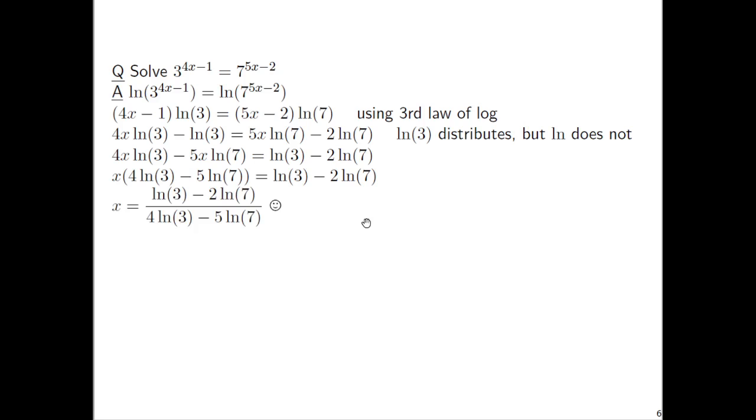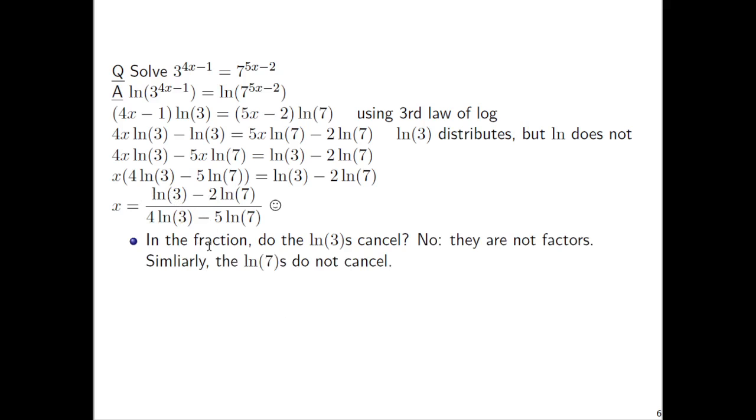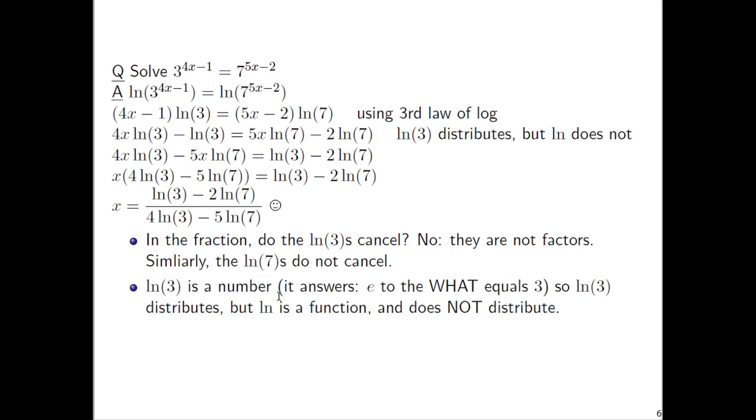So x equals the fraction ln of 3 minus 2 times ln of 7 all over 4 times ln of 3 minus 5 times ln of 7. Now, I know this looks messy, but we're done. And in the fraction, do the ln of 3's cancel? No, they don't, because of the minus sign. They're not factors. Similarly, the ln of 7's don't cancel, due to the minus signs.